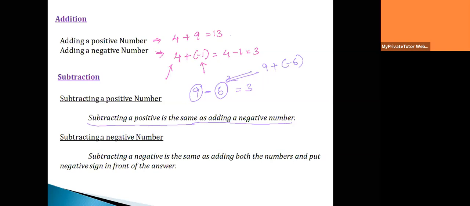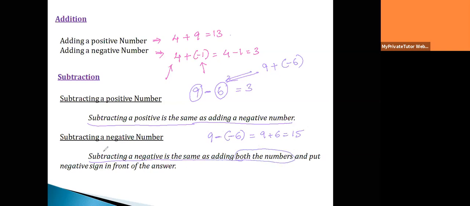Okay. So what about subtracting a negative number? For example, 9 minus, subtracting a negative number, minus of minus 6. So this is minus. We already have one more minus. So this becomes a positive, which is 15. So that's the definition. If you read the definition, subtracting a negative number is the same as adding both the numbers, but put the negative.